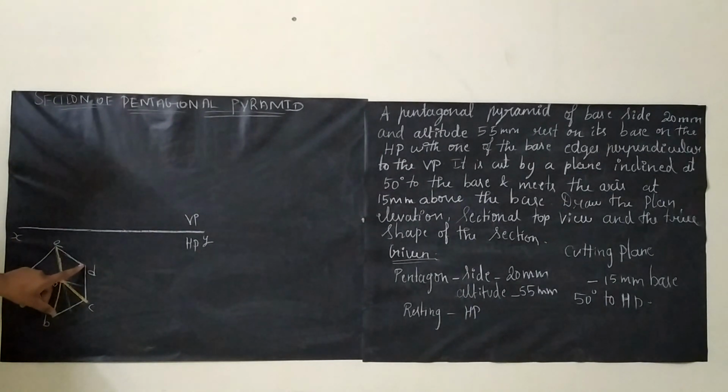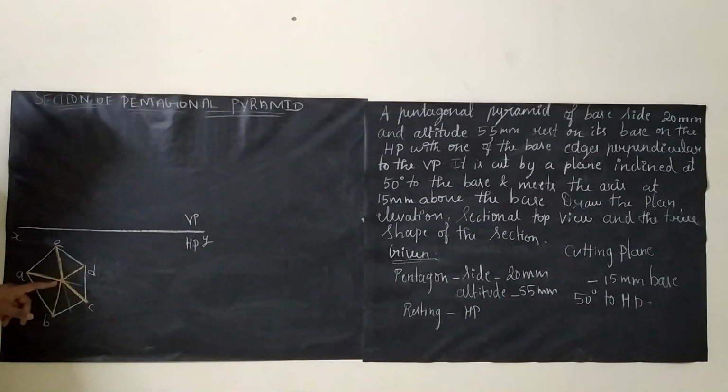So mark, you have to start your base here for 20 mm and you have to complete this pentagon. Try to mark this center. For marking this center, you can join this corner with the opposite edge. You have to bisect this line and join with this opposite corner, so that you will be getting a point O.